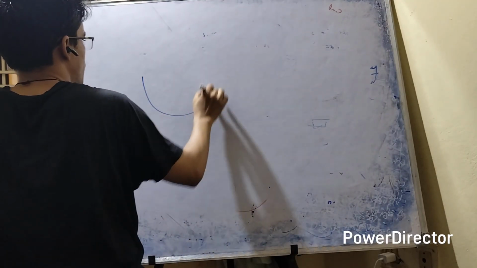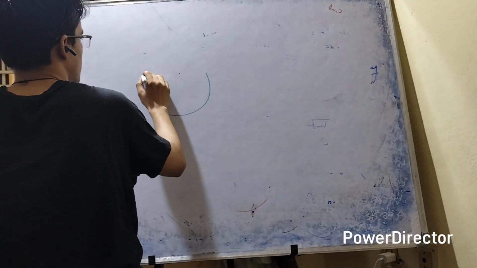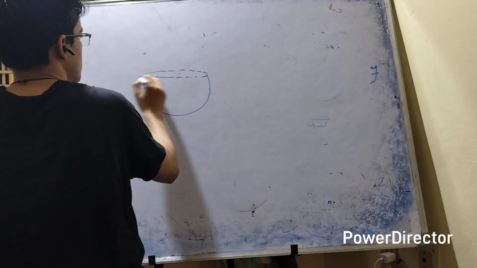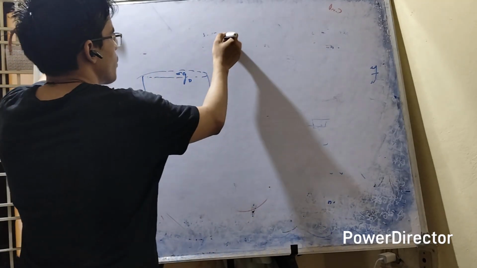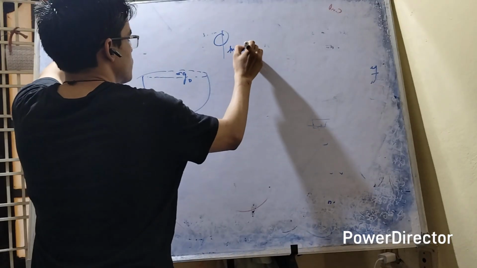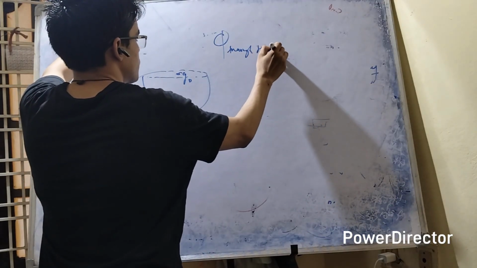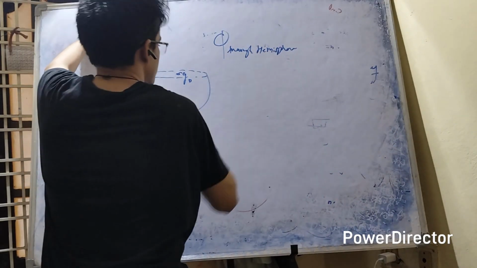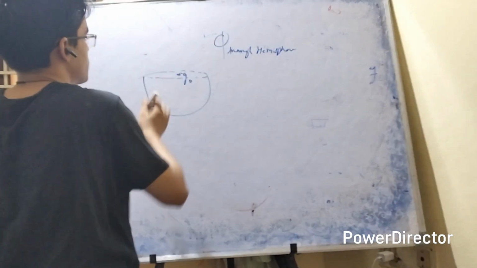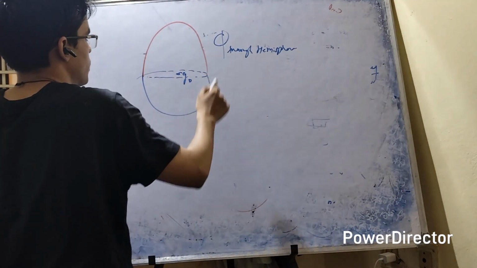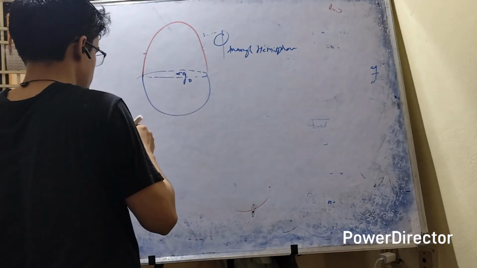This is a half bowl here, half bowl here. I have kept a charge here. Tell me what is the flux through the hemisphere. See, first make a symmetrical bowl, right? This is to be a solid sphere.